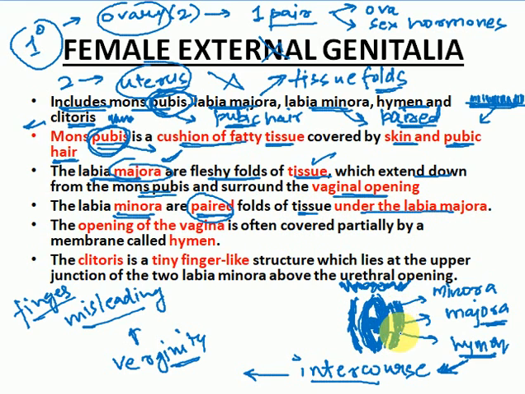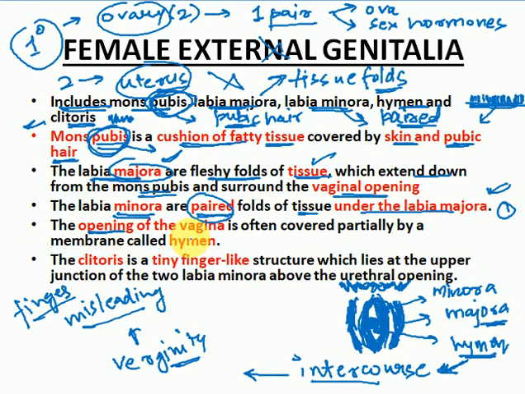These are present on the outer side. Labia majora are present on the outer side and labia minora in the inner side. So we can say labia minora is present under labia majora. This is also a very important statement for assertion and reason.